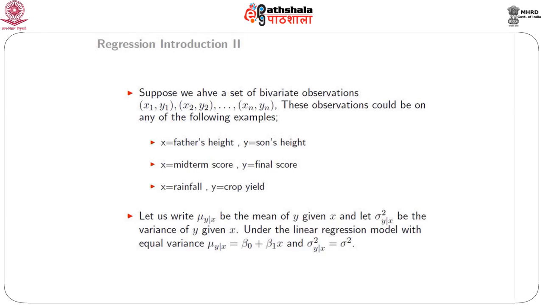So, let us also define a few terms that we will be using in the next few slides. Let us write mu subscript y given x be the mean of response y given the value of explanatory variable or predictor variable x, and let sigma square subscript y given x be the variance of y given the value of x. Under linear regression model with equal variance, mu y given x equals beta naught plus beta 1 x and sigma square y given x equals sigma square.